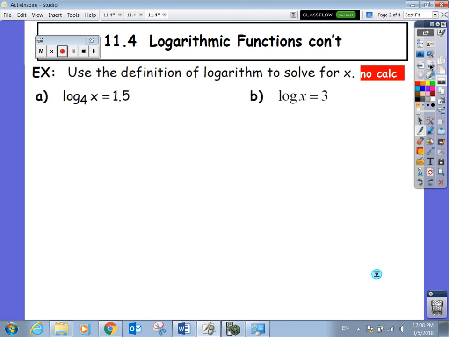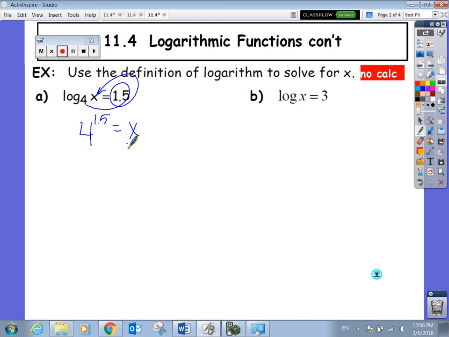So if you get an answer that's not positive, it's either no solution, or if you have two answers, maybe one of them doesn't work. If you have two negative answers, then maybe neither one of them works. So we still can do your little loop-de-loop like you like to do right there. 4 to the 1.5 equals x.